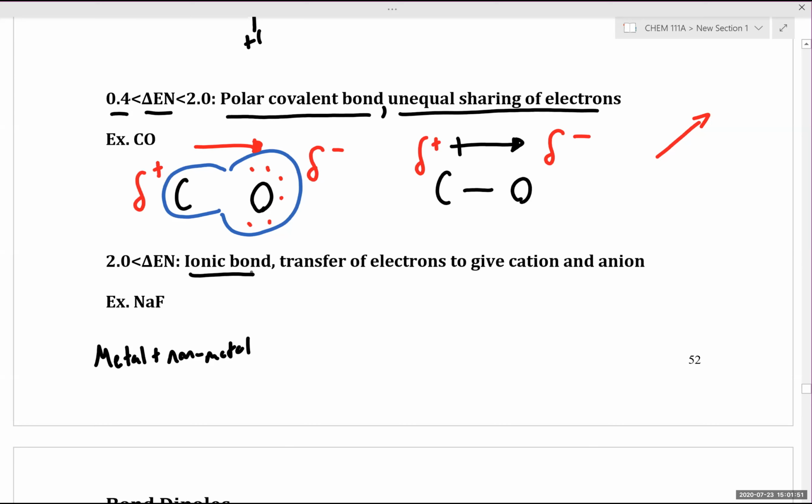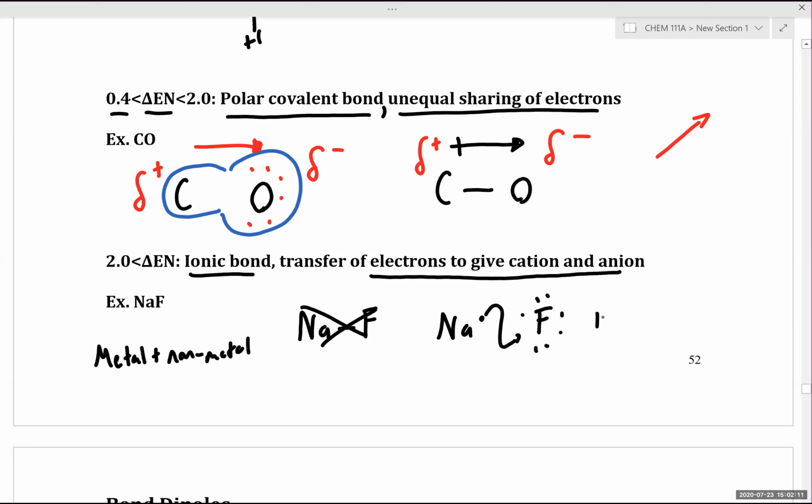So an ionic bond entails a transfer of electrons to yield a cation and an anion. So for example, for sodium fluoride, we don't have a sharing of electrons. Instead, sodium is not very electronegative and fluorine is so viciously electronegative that there is a transfer of electrons.